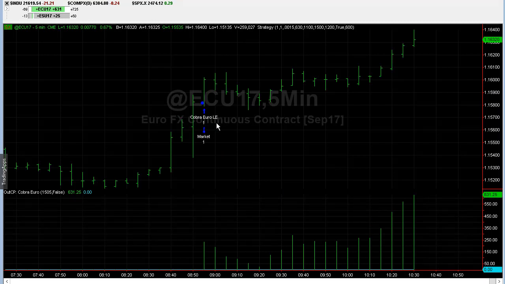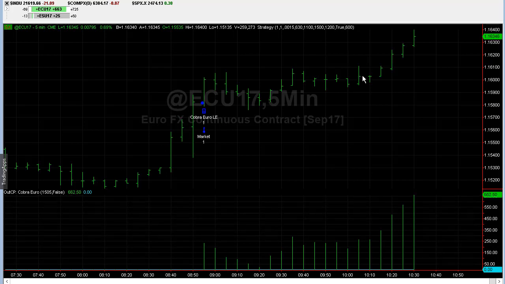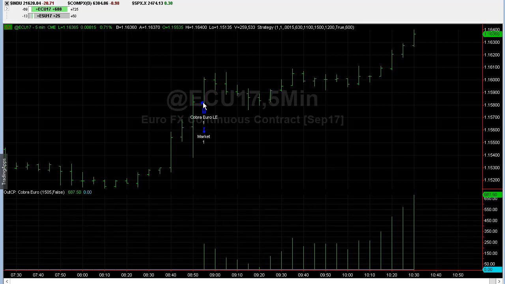And so you see Cobra Euro here, and you see this bubble. The bubble represents the fill, and the arrow represents the trade signal. So if you were to trade the euro with lots of different strategies, you might see lots of bubble fills, while there is only one signal for Cobra Euro on this chart.